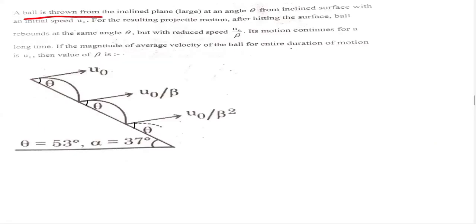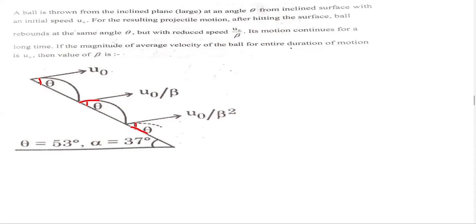A ball is thrown from the inclined plane. So there's a point of projection. It is going to move in a parabolic path. It will collide, and again it will rebound. Every time the angle of rebound will be the same, at an angle theta from the inclined surface with initial speed u0. For the resulting projectile motion after hitting the surface, the ball rebounds at the same angle theta. This is a condition given. So this angle theta will be the same after every rebound with the horizontal.